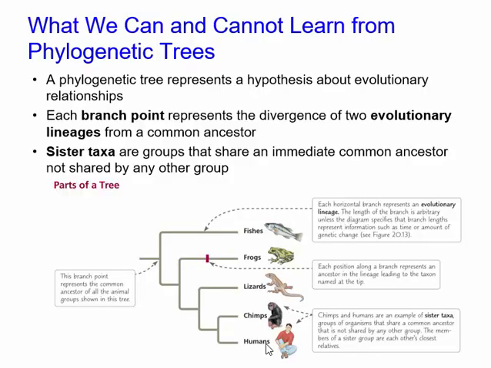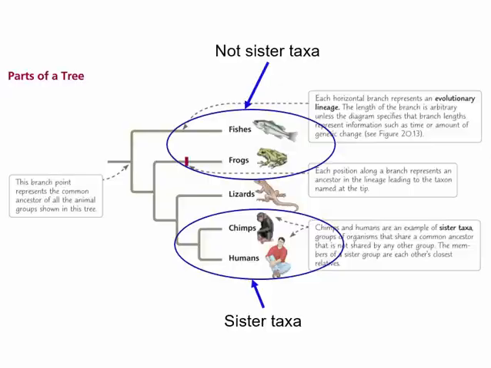So this is a common term that you'll hear, sister taxa. And you'll look a little closer at this. So again, here's humans and chimps, sister taxa. Something that people might get confused by when looking at these trees early on is you can see, oh, well, fish and frogs, they're right next to each other here. Why aren't these sister taxa?